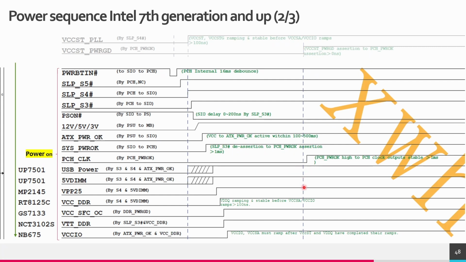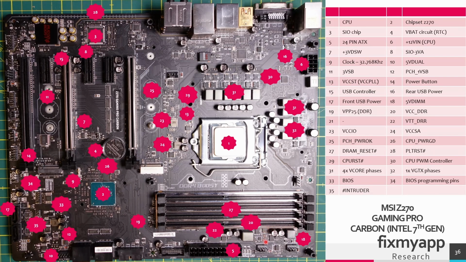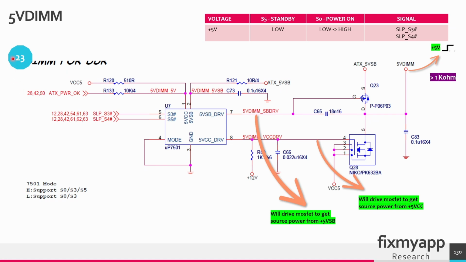There has to be 2.5 volt present. The VCC for the DDR RAM modules has to be present. And also the VTT for the RAM modules has to be present. The 5 volt DIM circuit is located in area 18 and that is near the RAM slots. In power sequence 23 we have to create a 5 volt DIM voltage rail. It's a voltage of 5 volt. In the standby state it is low, it's 0 volt. And in the power on state it has to go from 0 volts to 5 volt.